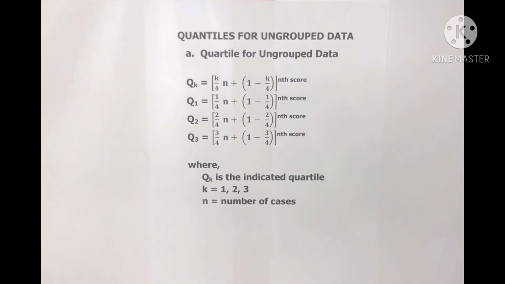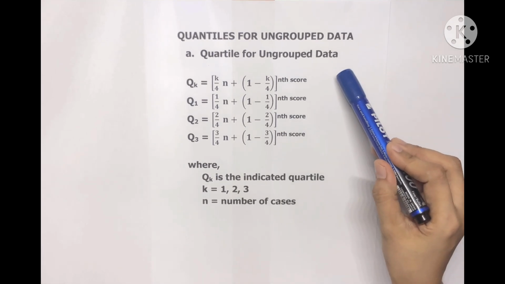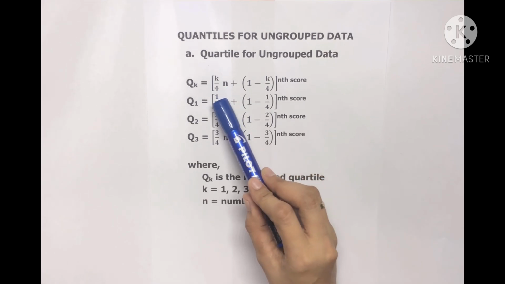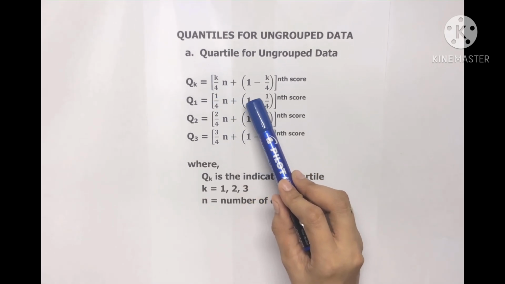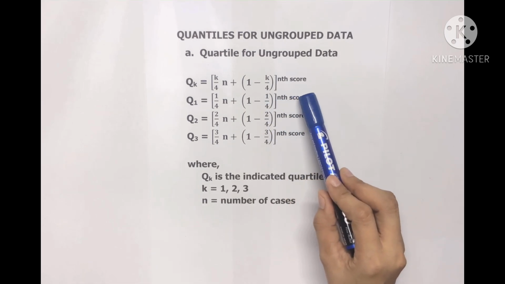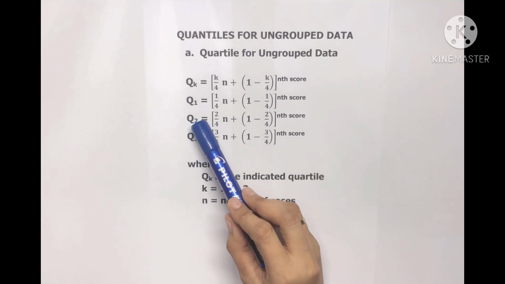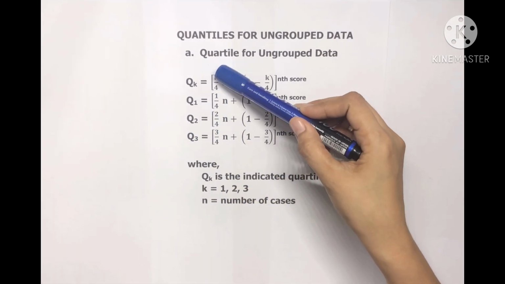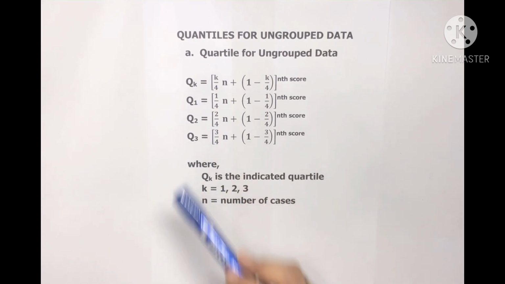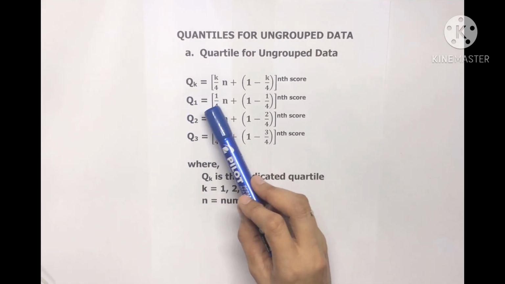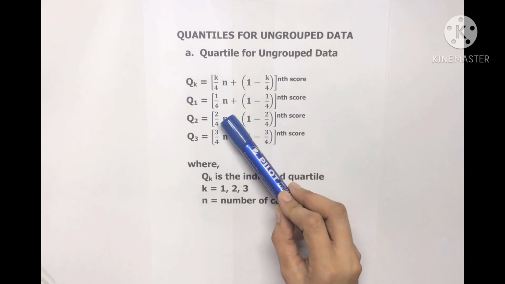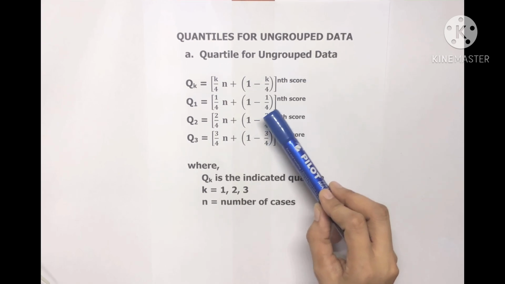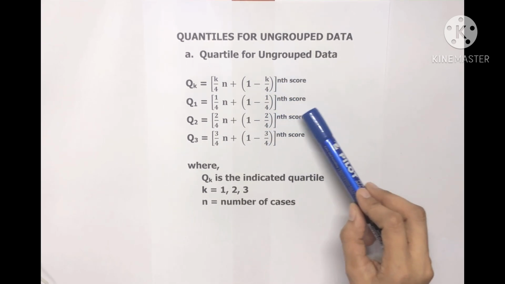So we have here the quartile for ungrouped data. Q sub k is equal to k over 4 times the quantity of n plus 1, nth score. So for Q sub 1, our k here is equal to 1. So we have 1 over 4 times n plus 1, nth score.